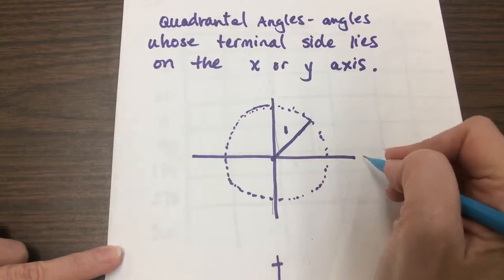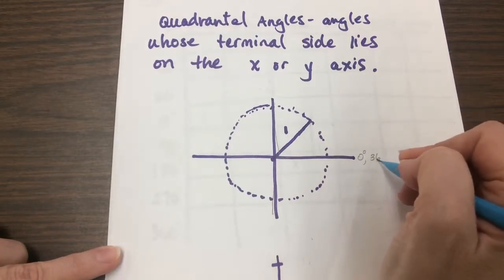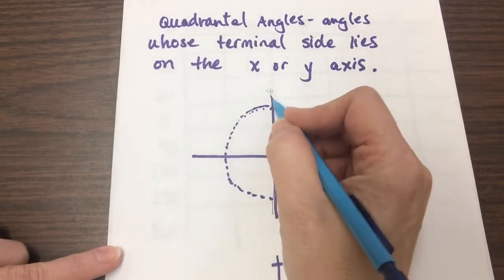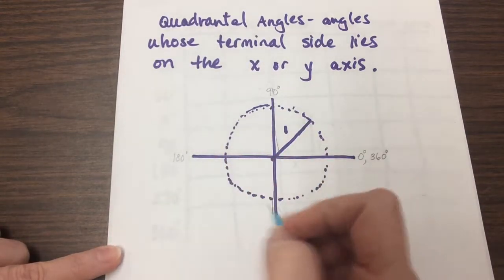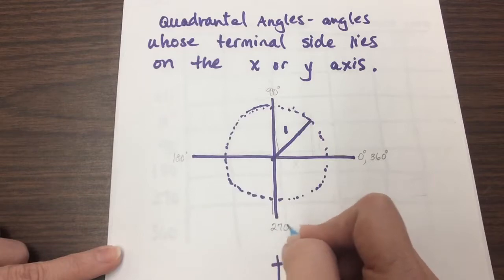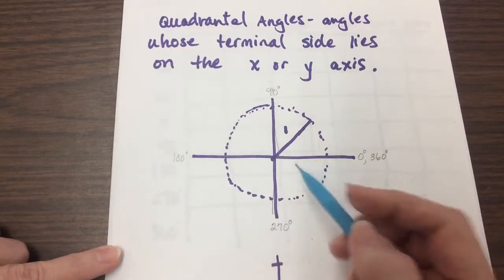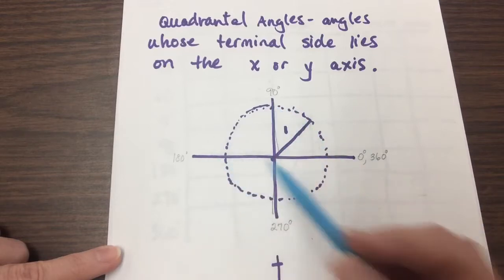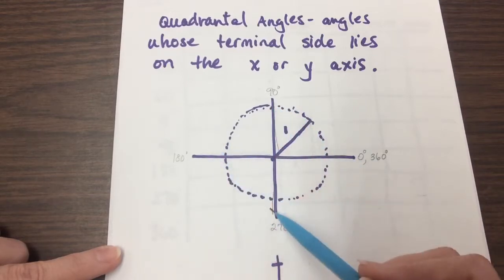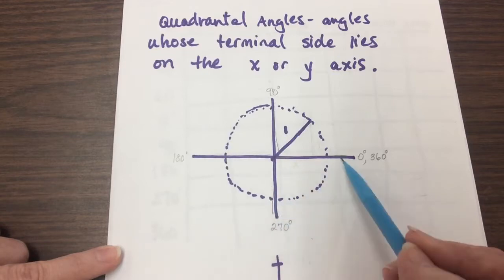And we know that this is 0 degrees or 360 degrees. This is 90 degrees or pi over 2. This is 180 degrees or pi. And this is 270 degrees or 3 pi over 2. Alright, so that's what I'm talking about when I talk about a quadrantal angle, an angle whose terminal side lies on one of these axes.